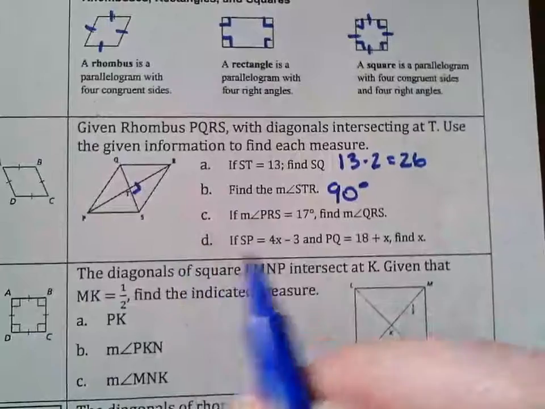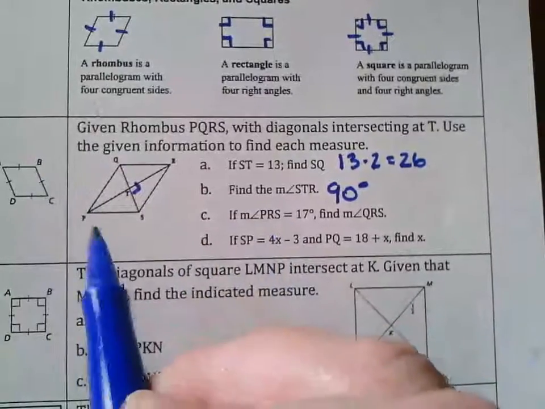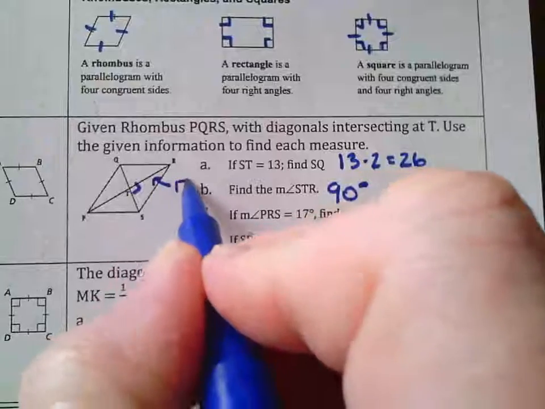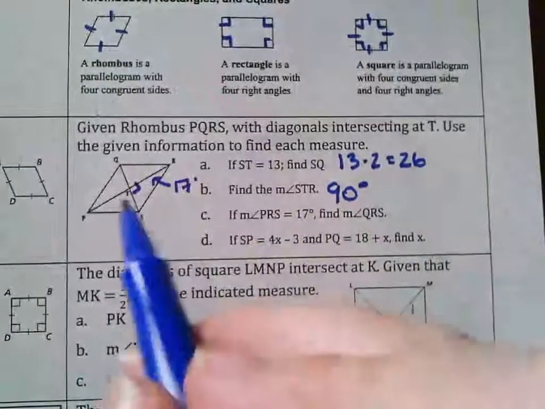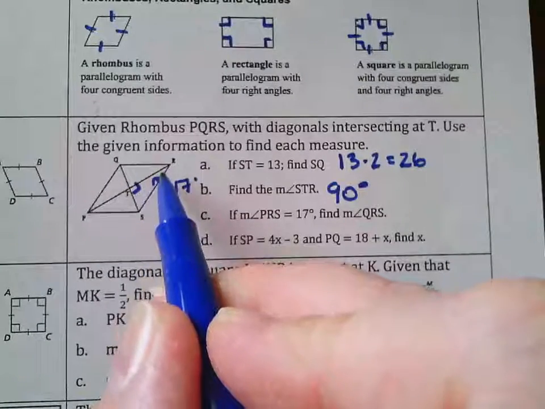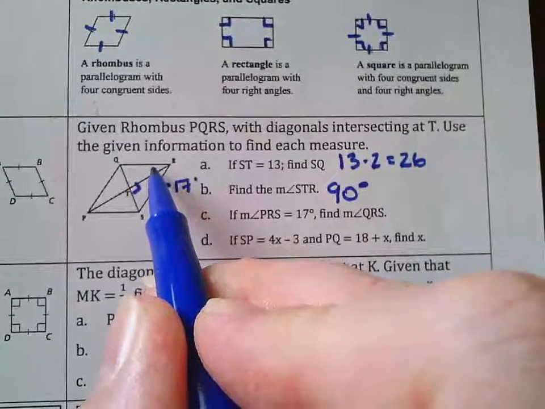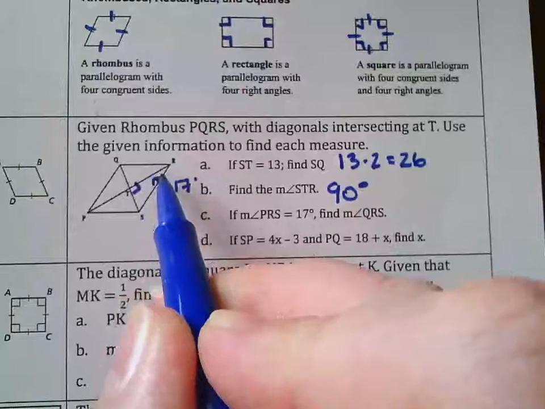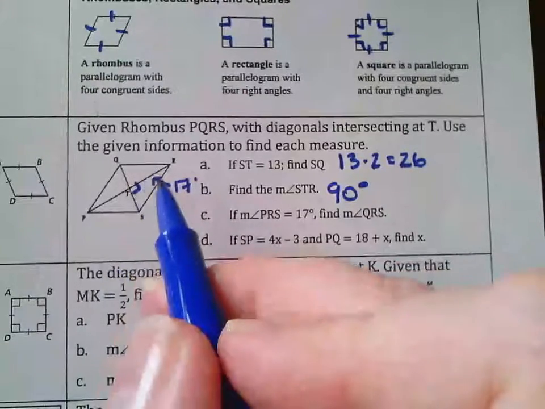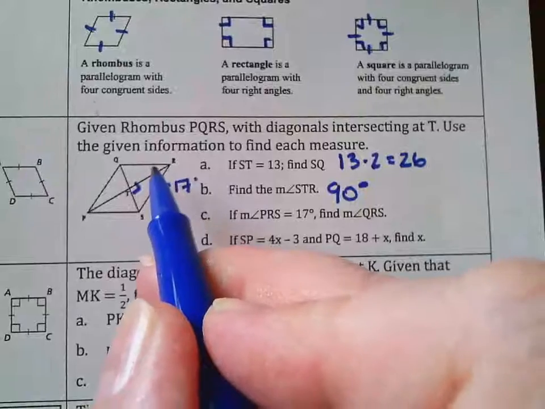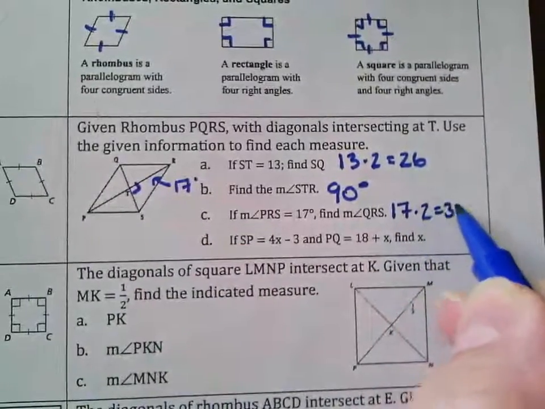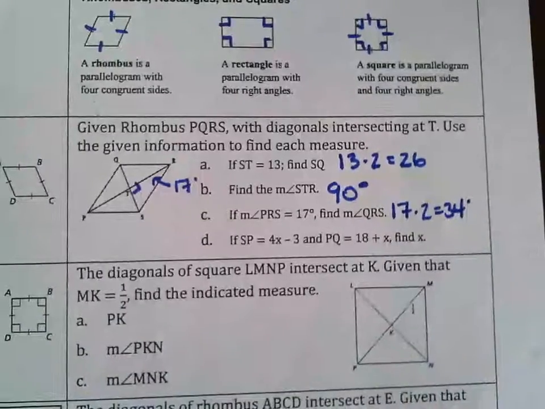If the measurement of PRS is 17 degrees, what is QRS? Well, if this little part here is 17, then this part is 17 because these get bisected. Something else I'm going to go over in a few minutes, but these get bisected. So this is 17, this is 17. 17 times 2 is 34 degrees.